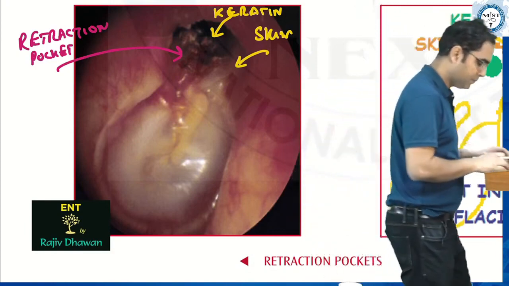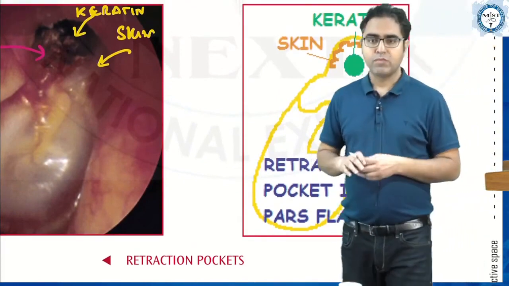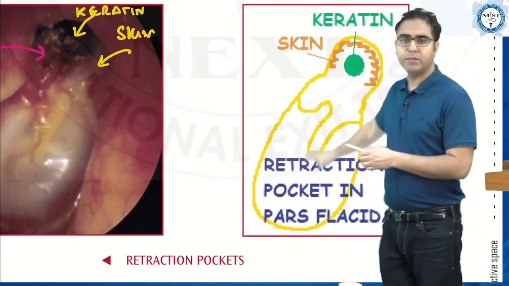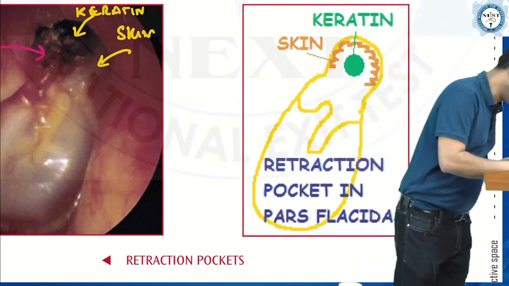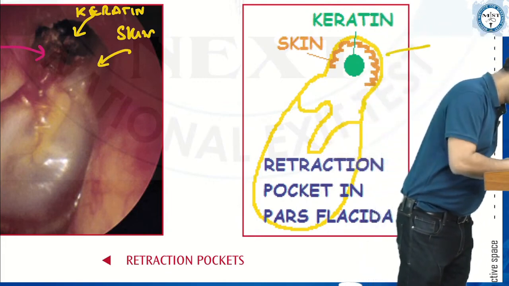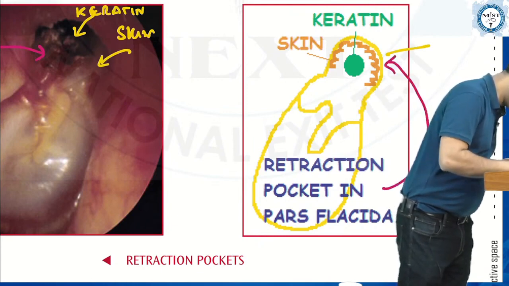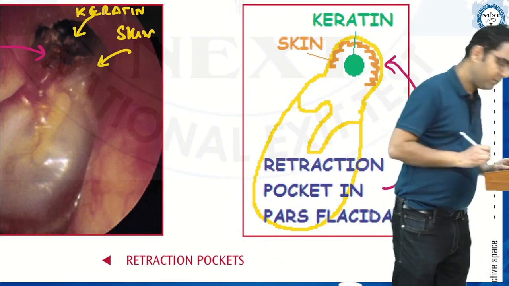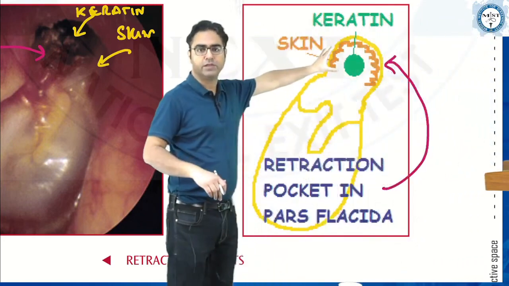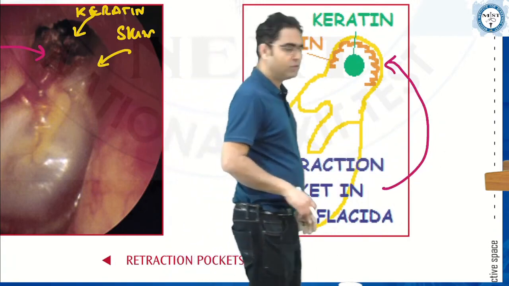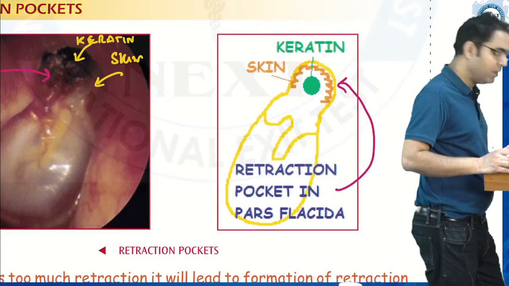Now, please see on the screen. Can you see the retraction pocket in pars flaccida? It is lined by skin. It is filled by keratin. Everybody mark it. This is the retraction pocket. Not here, this is the retraction pocket. Okay, the diagram is ready. Is it clear to all?